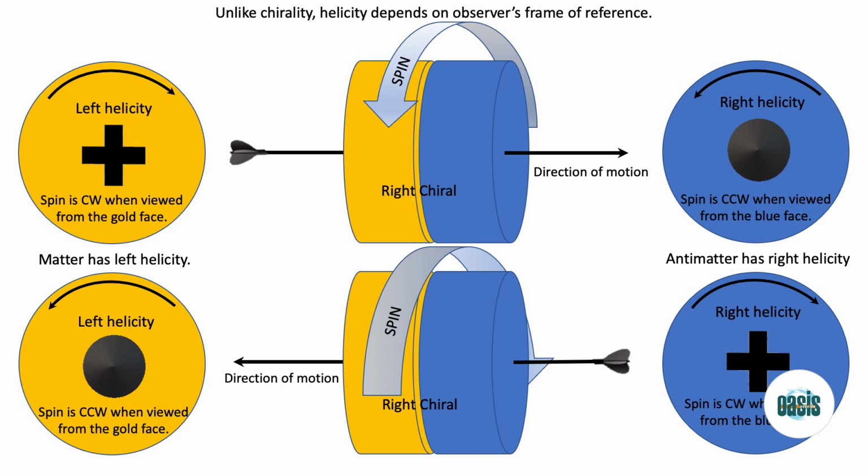Unlike chirality, helicity depends on an observer's frame of reference. So here, if we are moving in the direction of the arrow, and you're spinning this way, if you looked at the blue face, you'd be going counterclockwise. If you looked at the gold face, you'd be going clockwise. And if you change your direction of motion, just the opposite happens. Here it would be clockwise movement. Here it would be counterclockwise movement. So helicity really depends on your direction of motion.